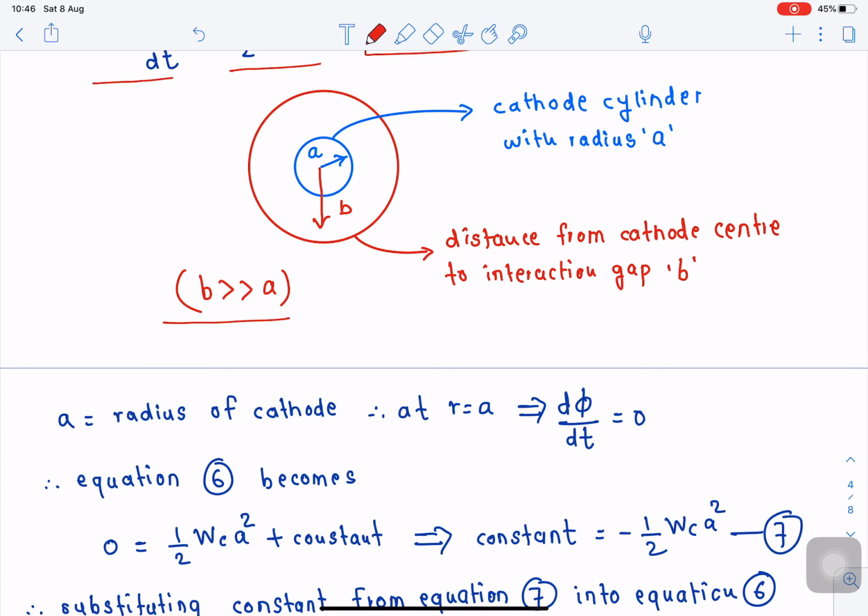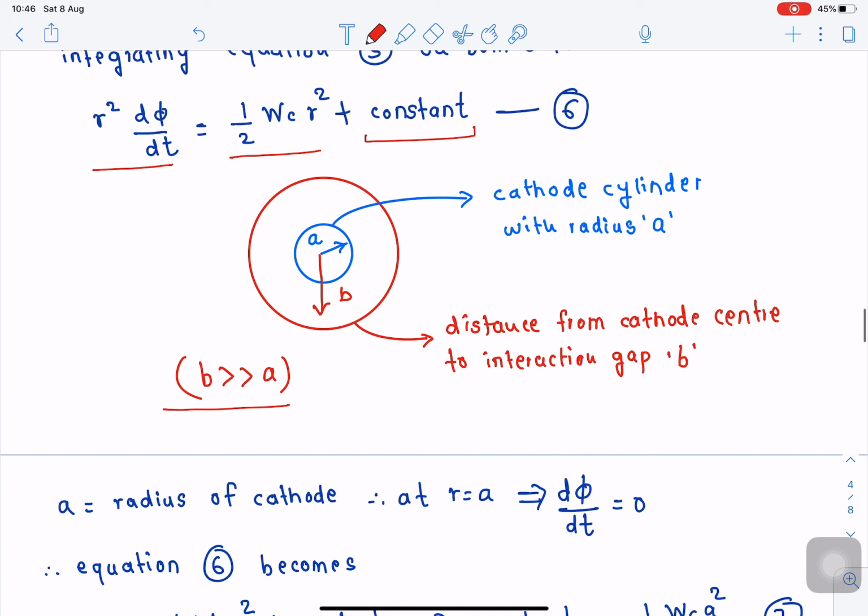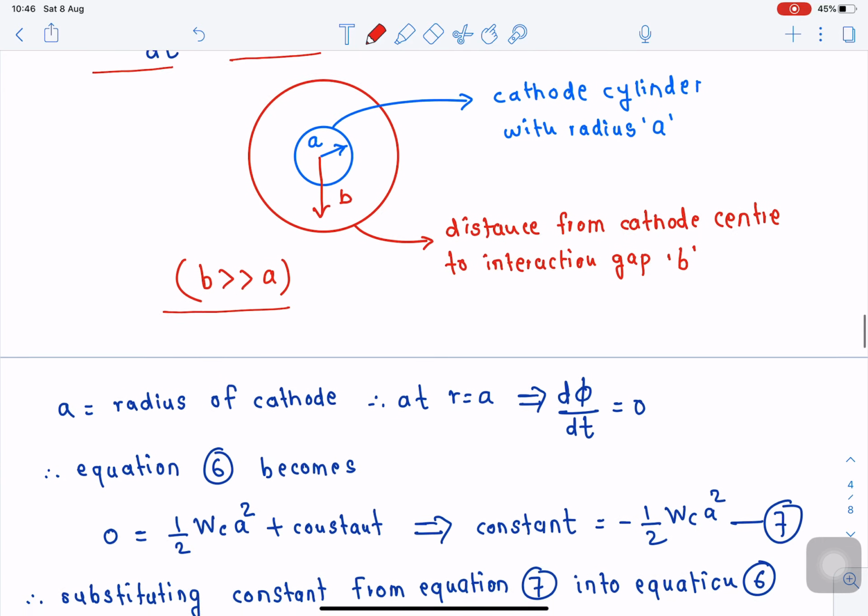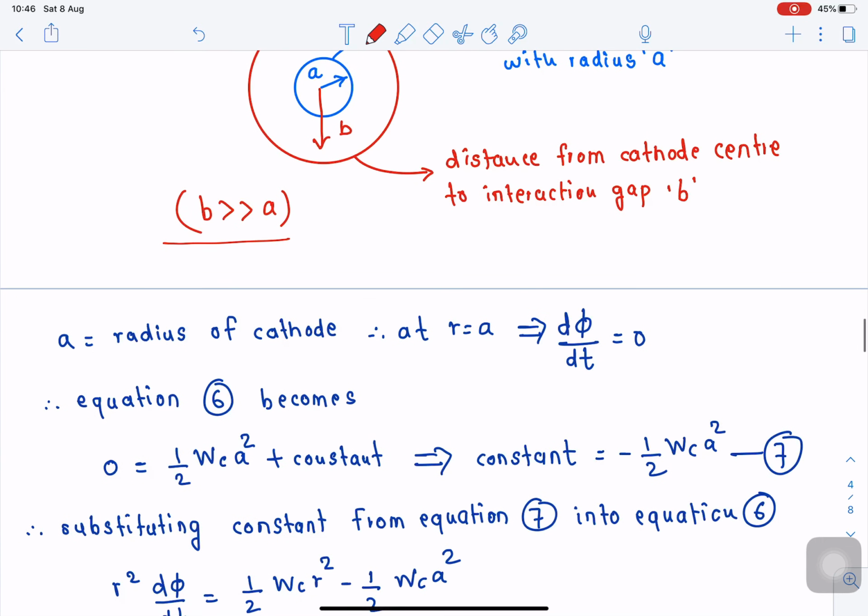Okay, so at r in equation number 6, place r equal to a. That is, in equation number 6, if you substitute, the radius is equal to the radius of the cathode. So at that time the d phi by dt term is going to become 0. Therefore equation 6 becomes 0 is equal to 1 by 2 omega c.